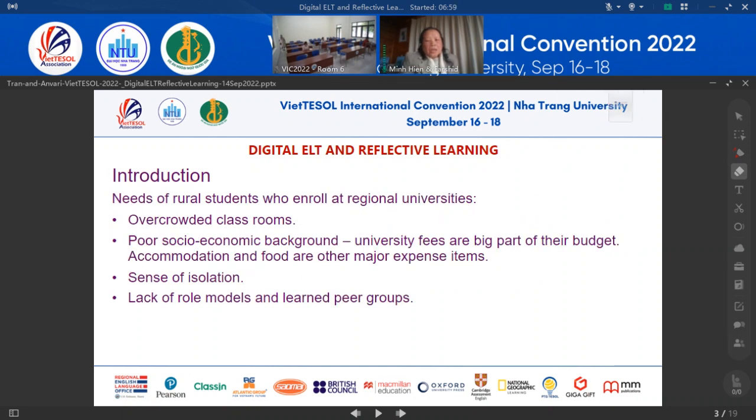Now, in the regional universities, normally the students who enroll there are rural students. These rural students face overcrowded classrooms. They also have a poor socioeconomic background, and because of that, university fees are a big part of their budgets, as well as accommodation and food, which are also expensive for them. On top of it, because they come from rural areas, they have a sense of isolation, and again, they lack role models and heroes to learn from.